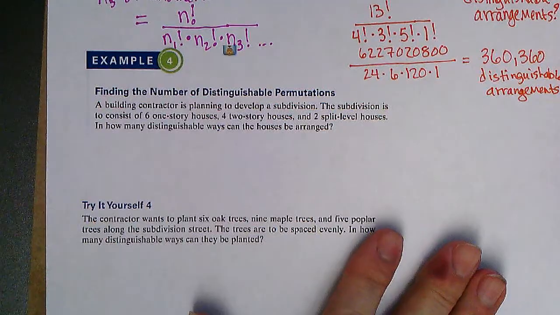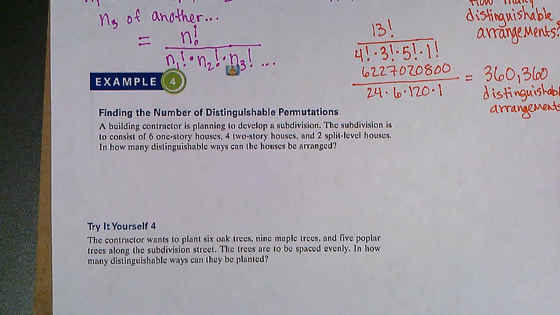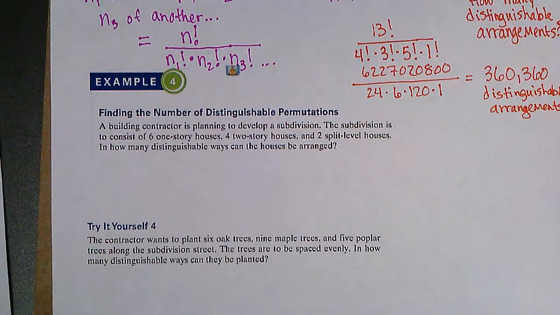Okay, so let's look at a couple of examples using that concept. A building contractor is planning to develop a subdivision. The subdivision is to consist of 6 one-story houses, 4 two-story houses, and 2 split-level houses. In how many distinguishable ways can the houses be arranged?